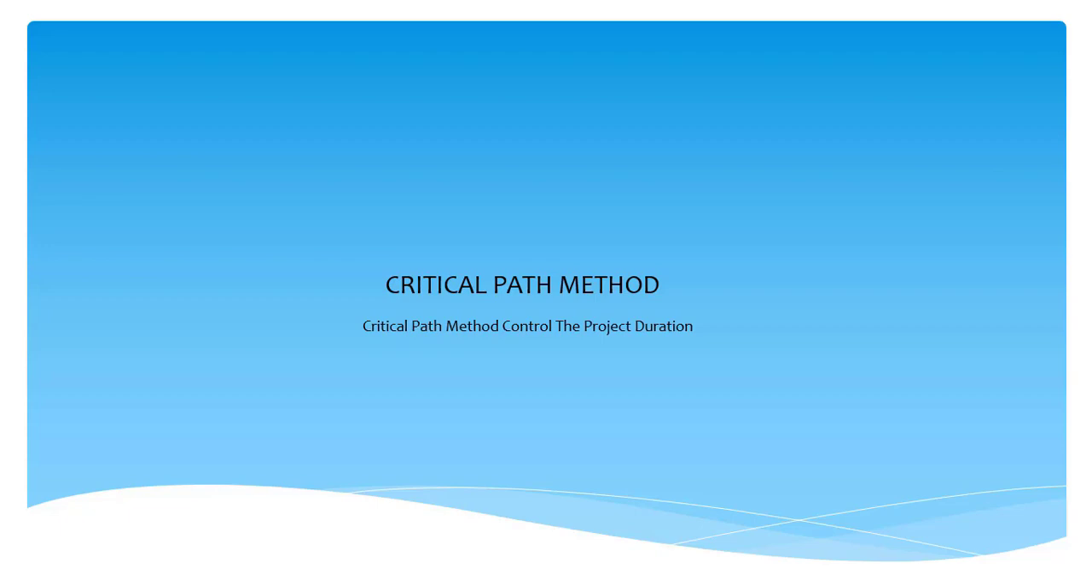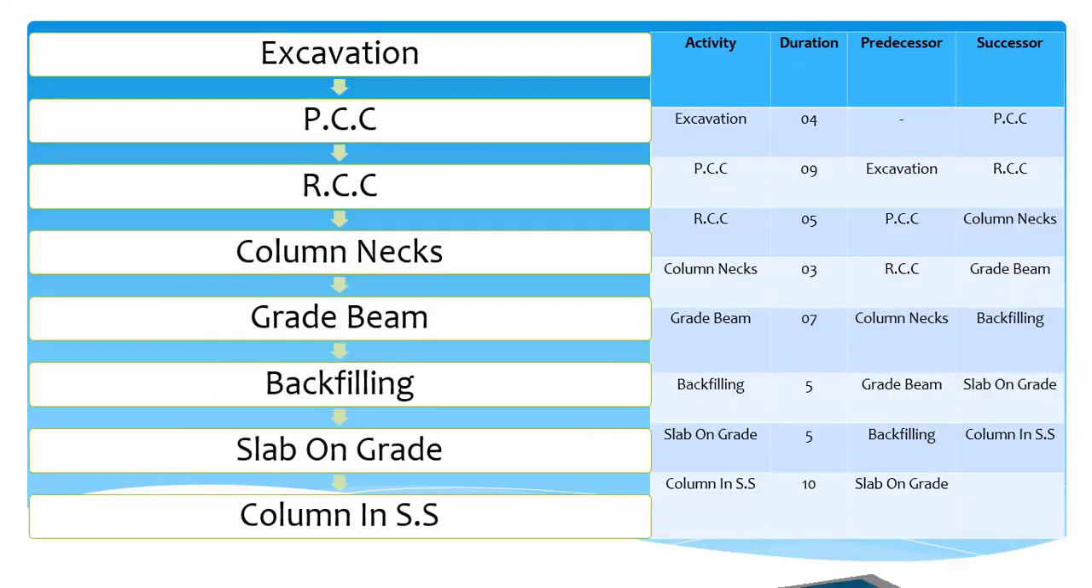Okay. Now before getting into the topic, it is very important to know about some of the terms like what is an activity, what is duration, what is predecessor, and what is successor. Now here I have listed some of the activities like we have excavation activity, we have PCC, RCC, column next. So these all are activities. Okay. So in real case, every activity needs some time to finish. Okay. So the amount of time that an activity requires to finish is called duration. So hope you understand what is an activity, what is duration.